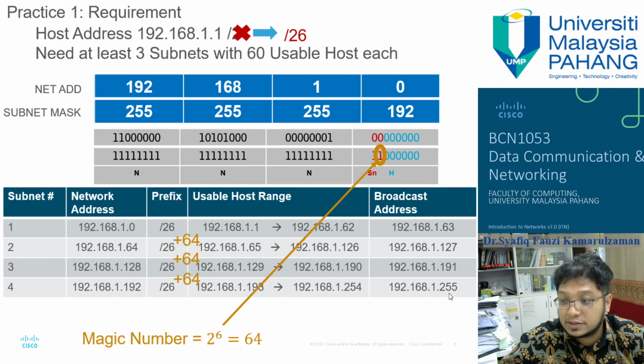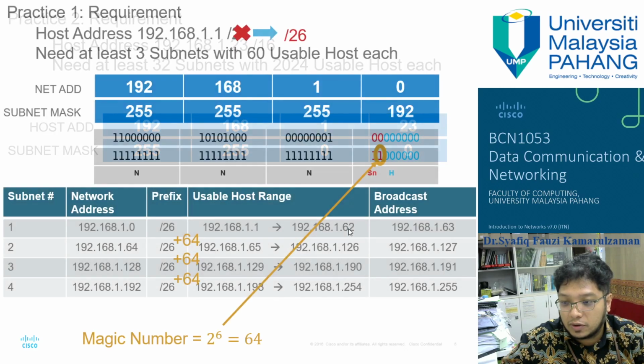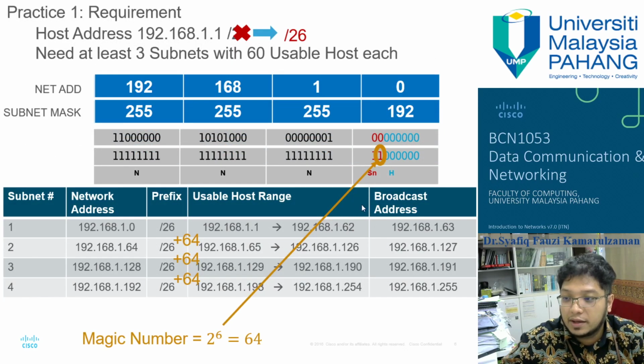So the maximum number is .255 here. Okay, so now you have completed your subnets here. So we have these 4 subnets and it becomes a /26 network. Okay, so it's not that difficult.